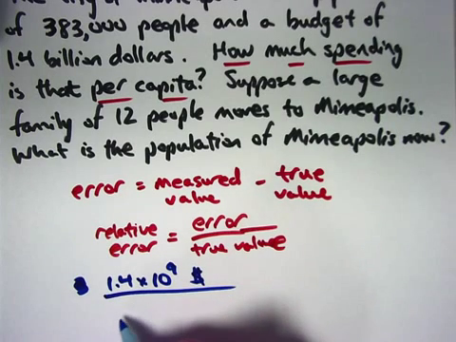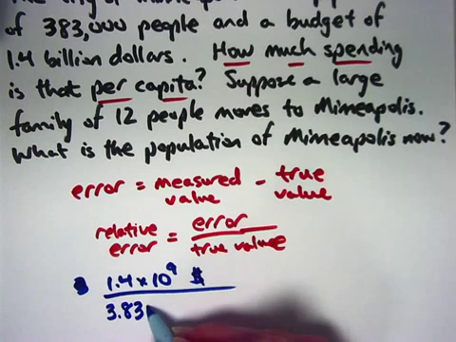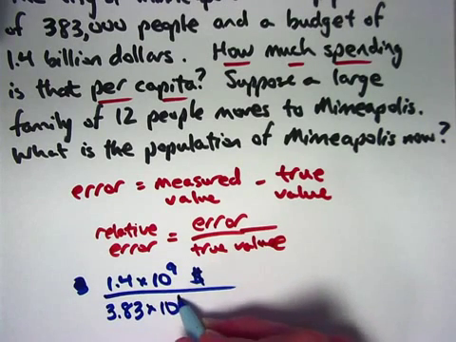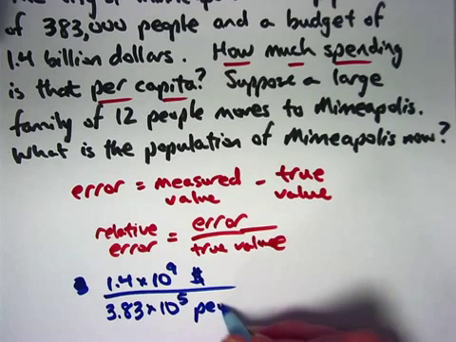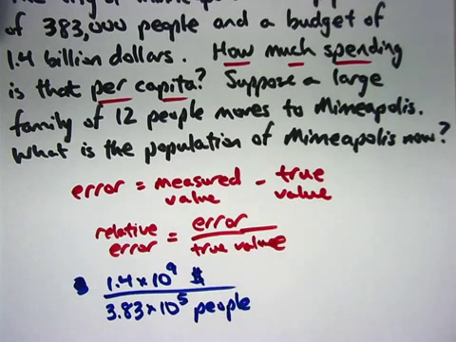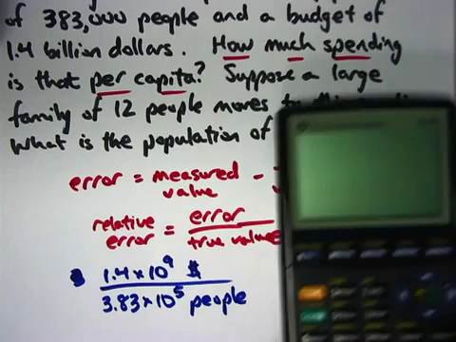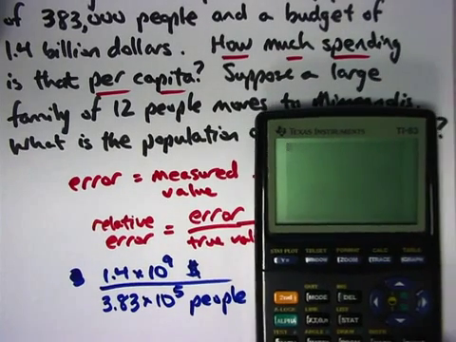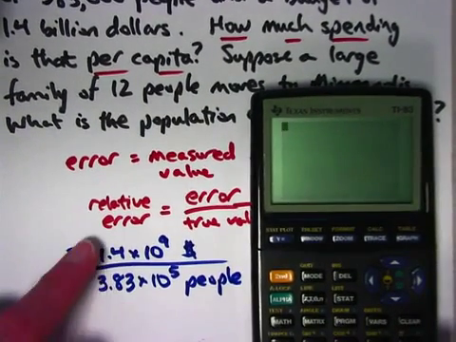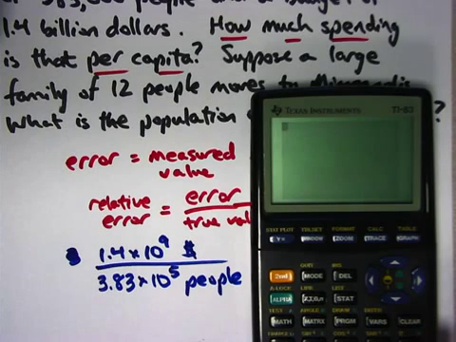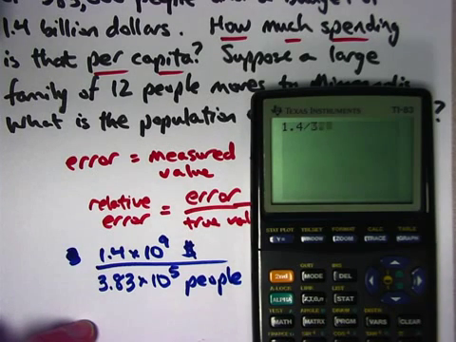This ratio, divide this by 383,000 people, which I'll write in scientific notation as 3.83 times 10 to the fifth power, is going to be the per capita spending. Just a little more practice with scientific notation here. You can type these numbers in your calculator and do the division as is, but it is sometimes useful, especially when you have bigger exponents, or smaller if they're negative exponents, to do the division of the 1.4 and the 3.83 first.